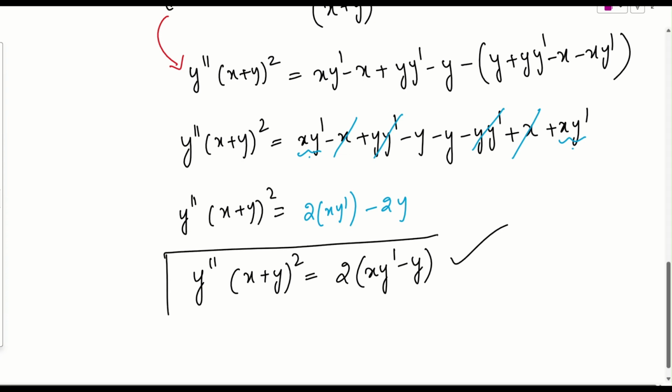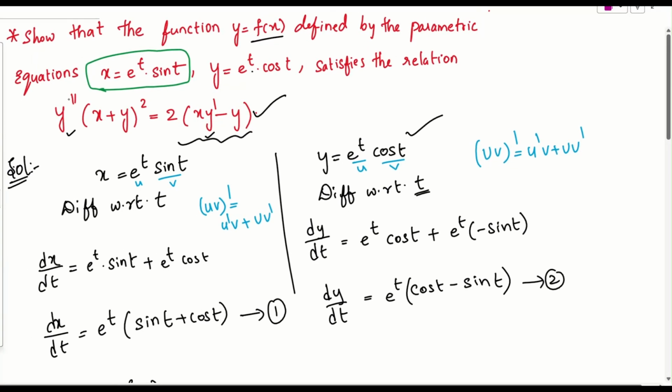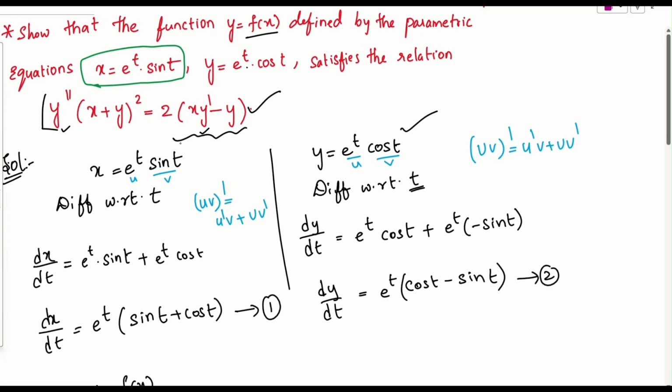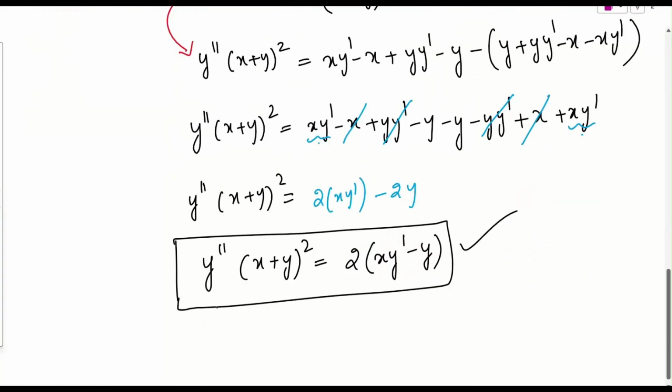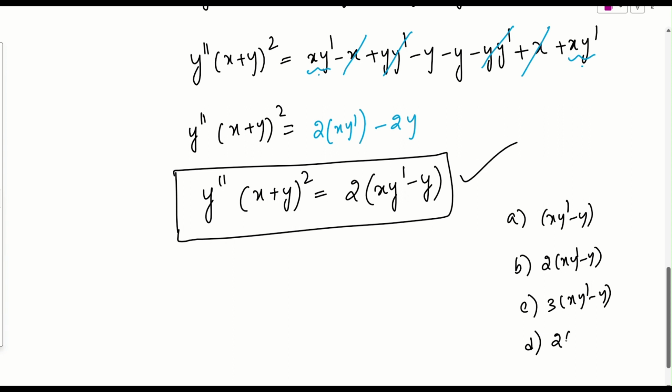So now let us check what they are asking us to prove, whether this or something else. Yes, see that this is what they are asking. Or in JEE, what they will do is ask for the left hand side and give you options. Check which is correct. Like in option A, they may give x y dash minus y. In option B, they may give 2 times (x y dash minus y). In option C, they may give 3 times (x y dash minus y). And in option D, they may give 2 times (x y minus y dash). Is it okay? It depends upon the problem, so you have to choose this correctly.